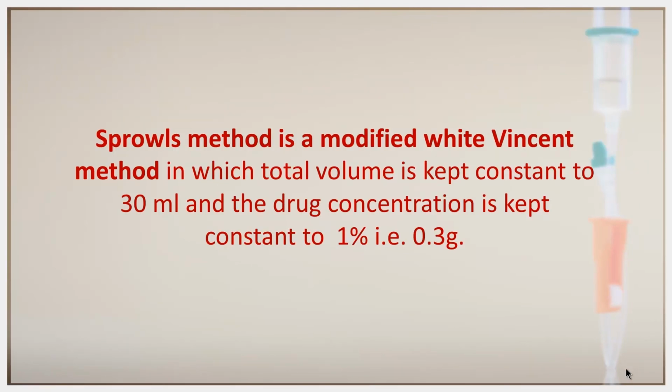So, Sprowls method is a modified White-Vincent method in which the total volume is kept constant at 30 ml and the drug concentration is kept constant at 1%, so that the amount of drug will be 0.3 gram and it will be constant. It was done to make it easy for the practicing pharmacist, and the rest of the formula is the same as we did in White-Vincent method. So, the rest of the calculation will be the same.